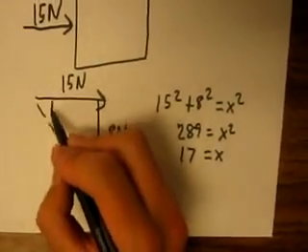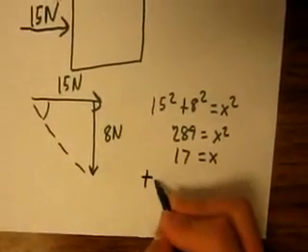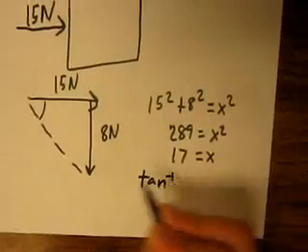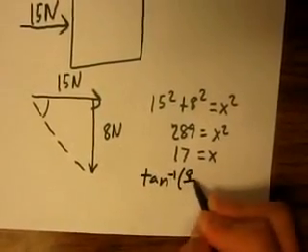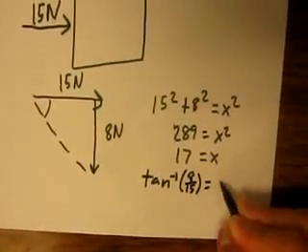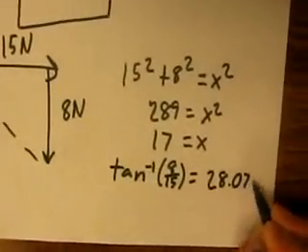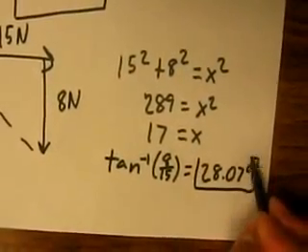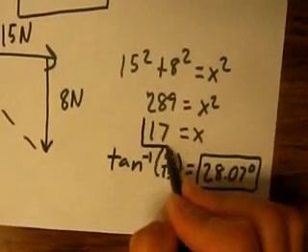And to find the direction, you will use arctan of the opposite over the adjacent, and that will give you 28.07 degrees with a magnitude of 17.